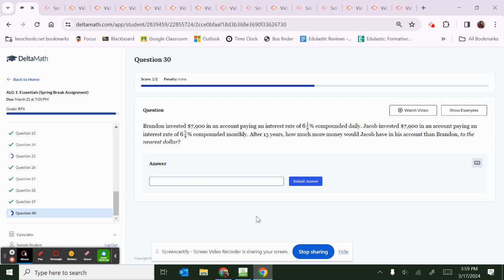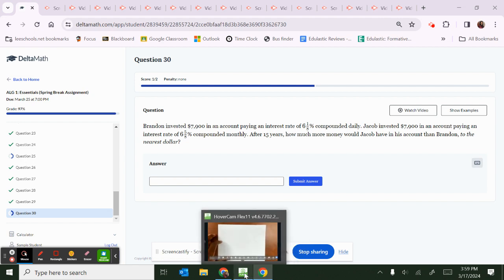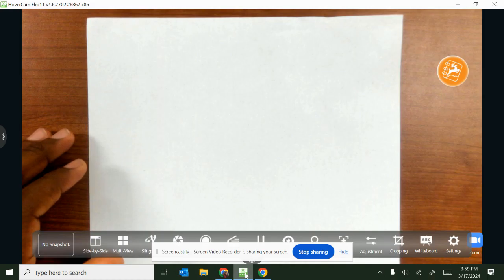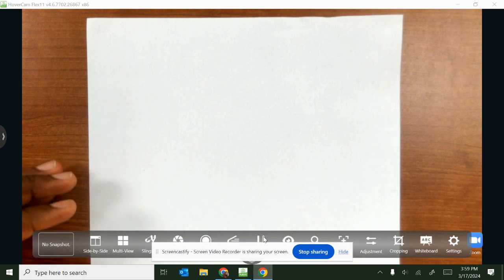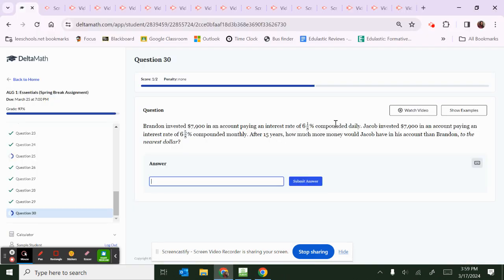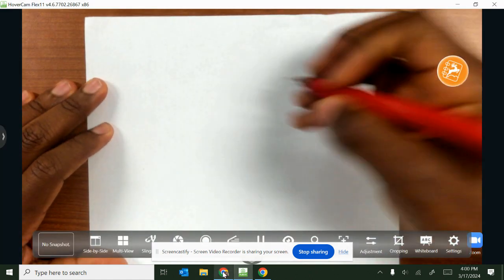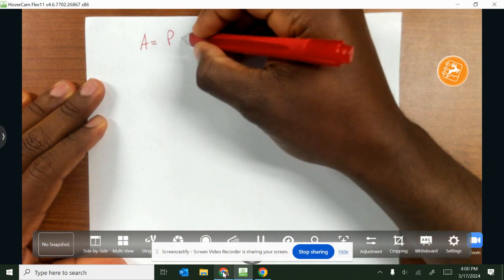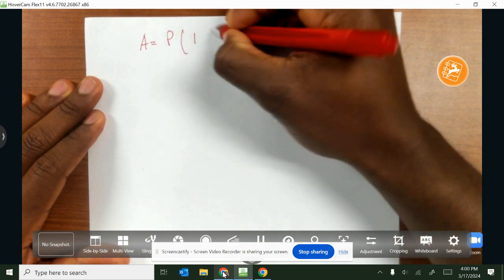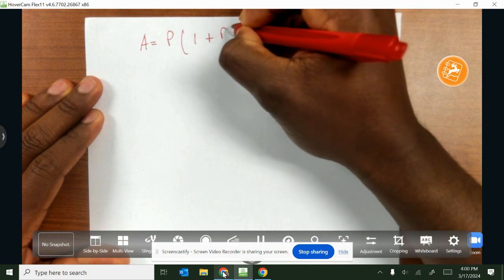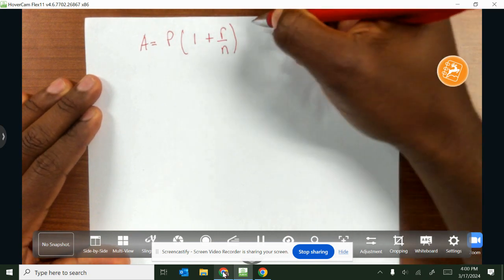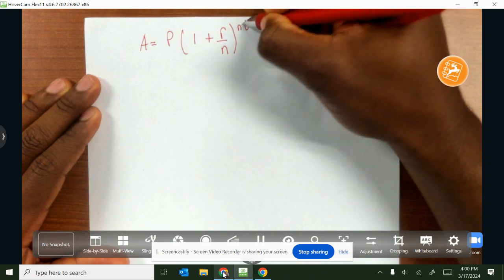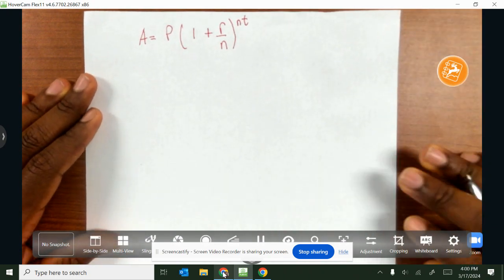Okay. So this, guys, is probably one of the hardest representations you can do. So we're going to do this on a sheet of paper. Anytime you're doing any interest that's being compounded, you need to use the formula for compounded interest. The formula is A is equal to P, parentheses 1 plus R over N, to the exponent NT. So that's the formula for compounded interest.